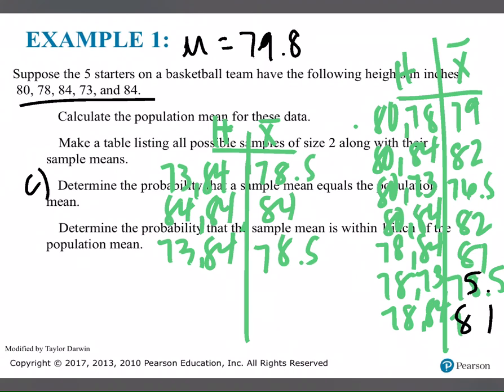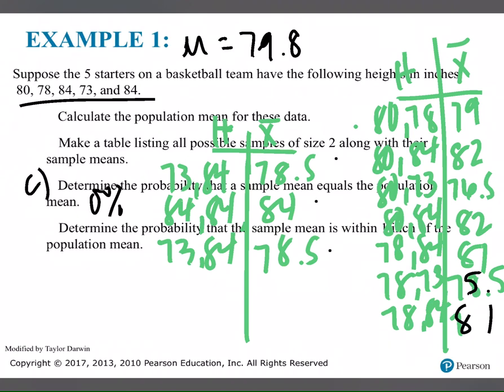Okay. And so I look down and I'm looking at each one of these and I'm trying to figure out if any of them equal 79.8. And they don't. And so the probability that they equal the population mean is 0%.